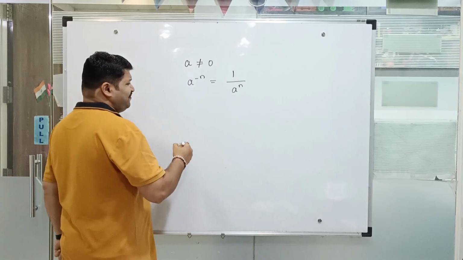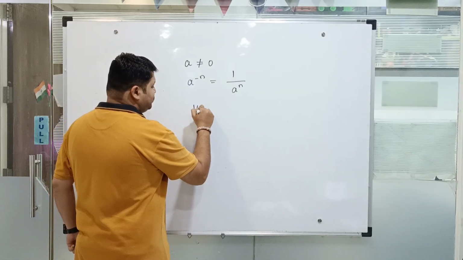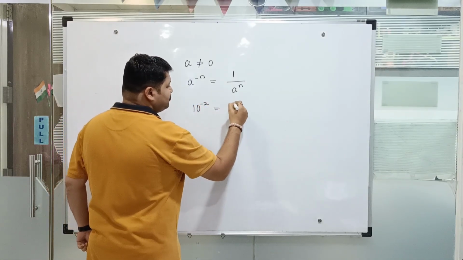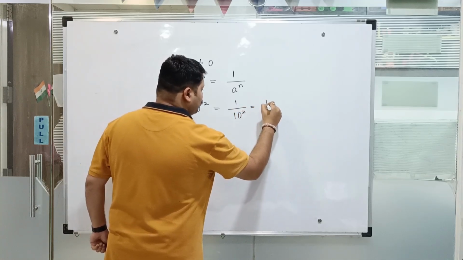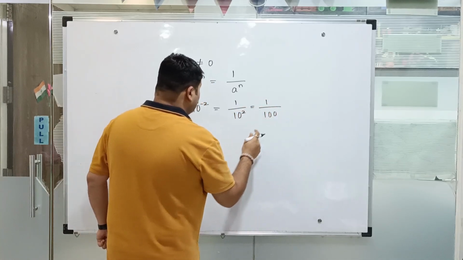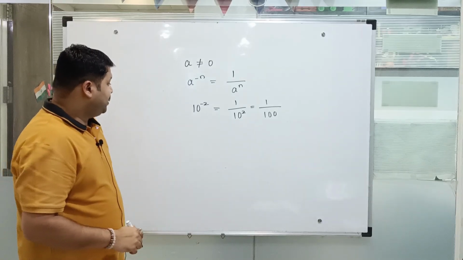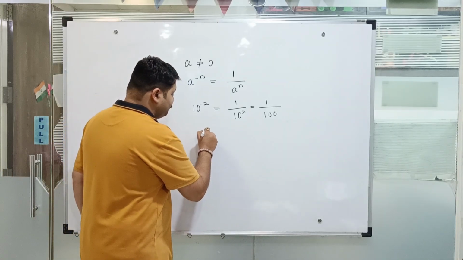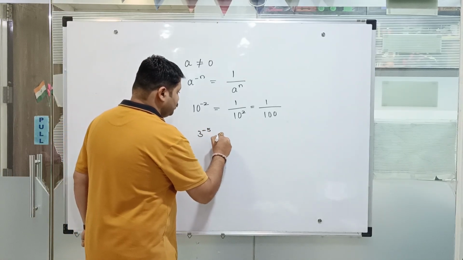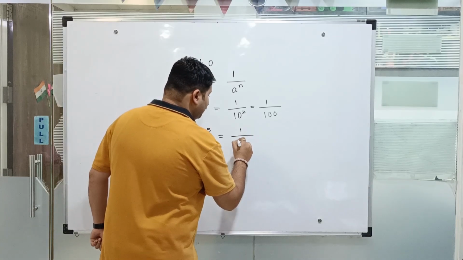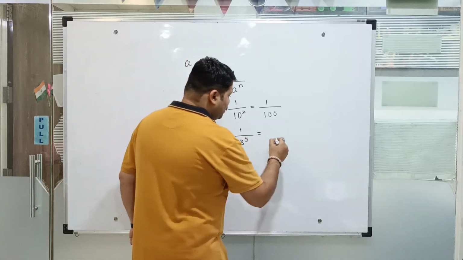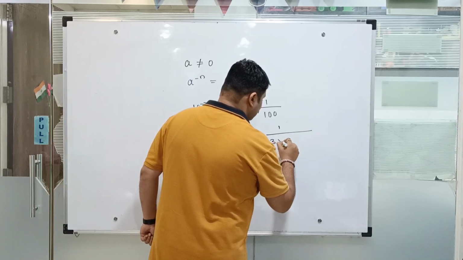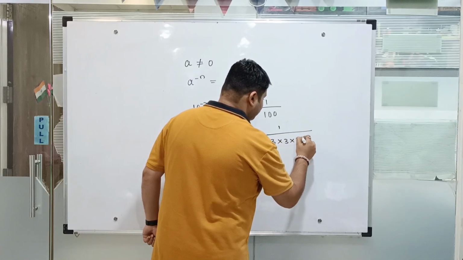Now let's go ahead and talk about some examples that are here. So let's say we have 10 to the power of minus 2, then it would be written as 1 upon 10 square or 1 upon 100. If I have say 3 to the power of minus 5, that would be 1 upon 3 to the power of 5. So that I can write as 1 upon 3 into 3.